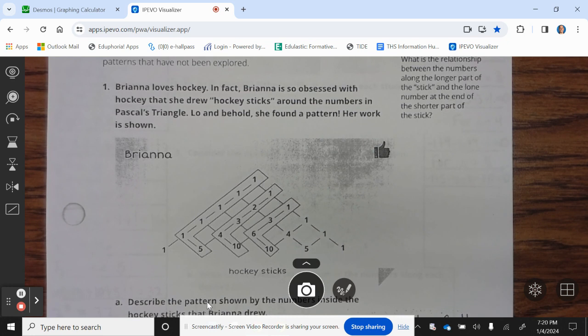Brianna loves hockey. In fact, Brianna is so obsessed with hockey that she drew hockey sticks around the numbers in Pascal's triangle. Lo and behold, she found a pattern. Her work is shown.